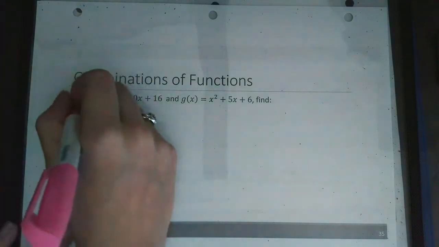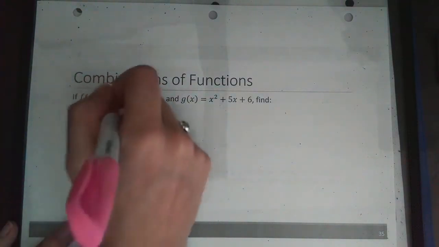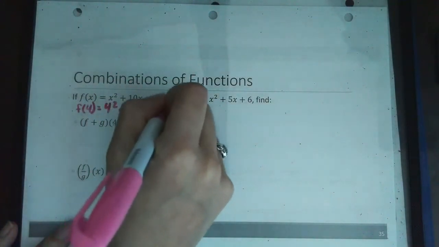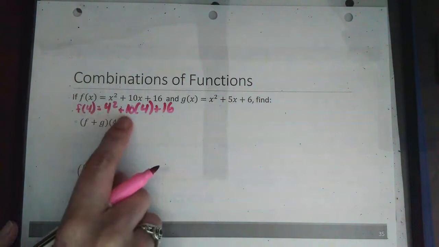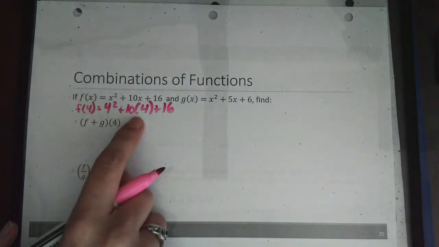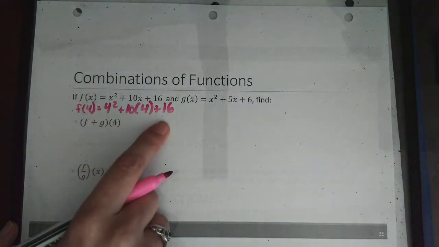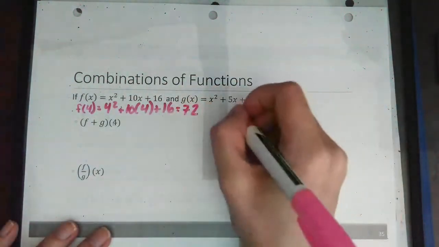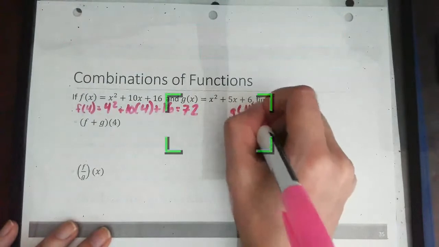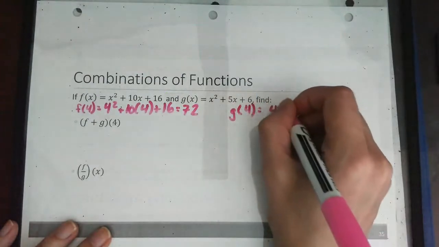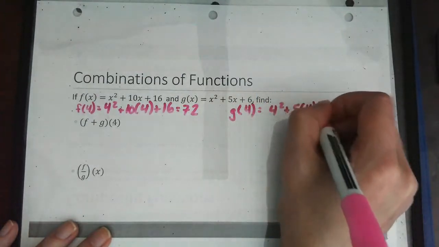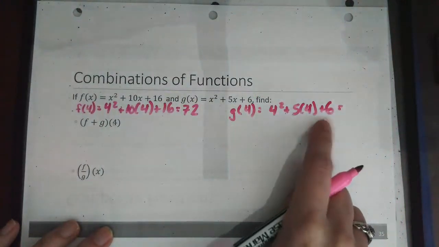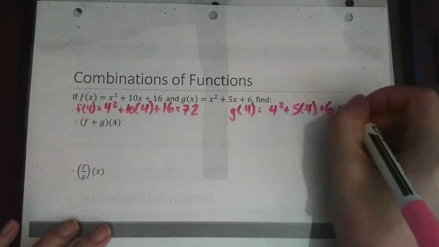So I'm going to find out what f of 4 is. That'll be equal to 4 squared plus 10 times 4 plus 16. That's 16 plus 40, which is 56, plus another 16 would be 72. And then g of 4 will be equal to 4 squared plus 5 times 4 plus 6, which is 16 plus 20, which is 36, plus another 6 should be 42.